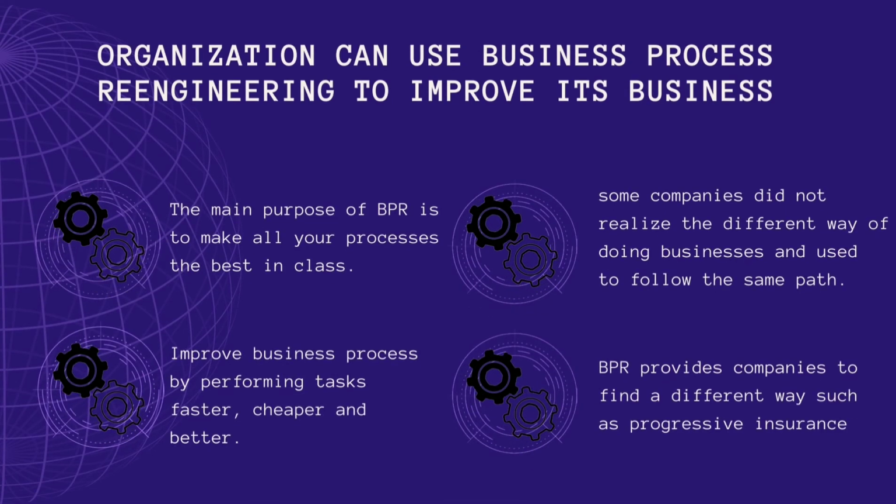An organization can use business process reengineering to improve its business. The main purpose of BPR is to make all your processes the best in class. It could improve business processes by performing tasks faster, cheaper and better. Some companies did not realize there was a different way of doing business and used to follow the same path. BPR enables companies to find a different way, such as Progressive Insurance.